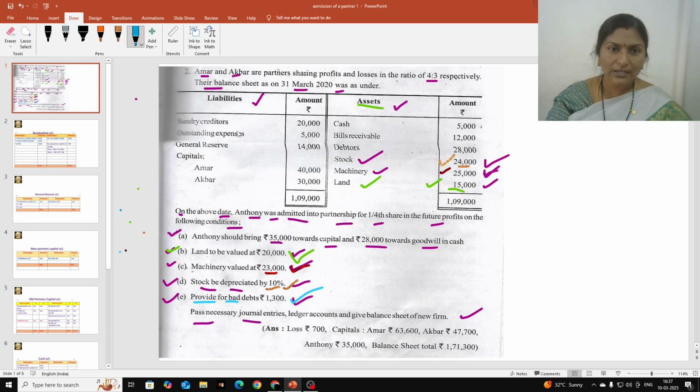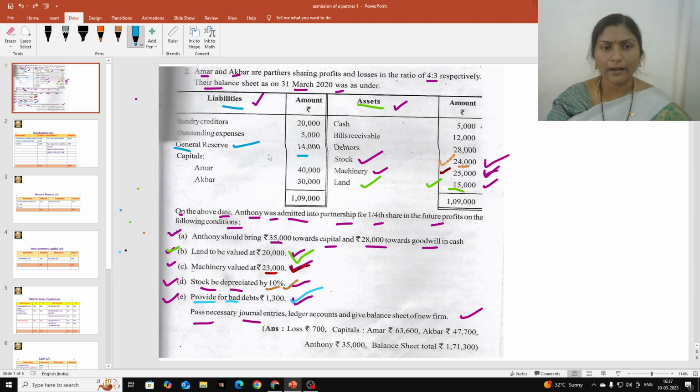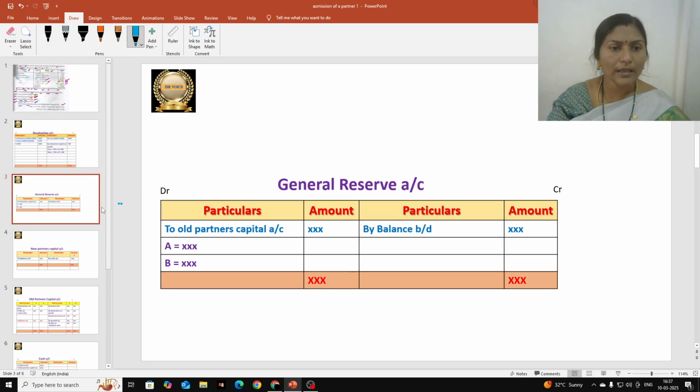So let us check here on liabilities side. Do we have any reserve? We have general reserve here. How much? 14,000 rupees. So let us prepare that account. If it is not there, then don't prepare that account. Now here in this problem we have it. Let us prepare that account. So general reserve account. This is a format. Always you have to follow the format. First in this account we should write on the credit side, by balance brought down.